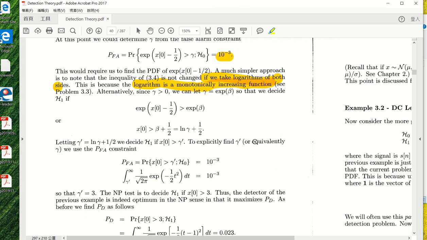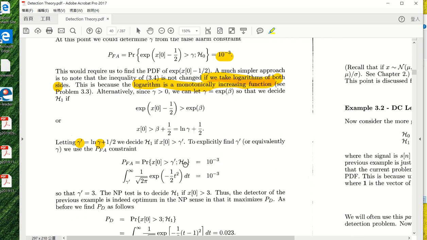To explicitly find gamma prime or equivalently gamma, notice that gamma and gamma prime are uniquely determined by each other. If you decide gamma, you decide gamma prime, and vice versa. So it's not an issue to find gamma or gamma prime; whichever you find, you get the other. So we use the PFA constraint: PFA equal to the probability that x0 is larger than gamma prime, conditional on H0, equal to this.